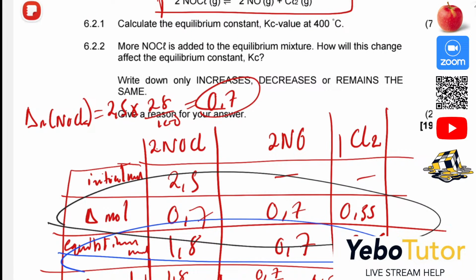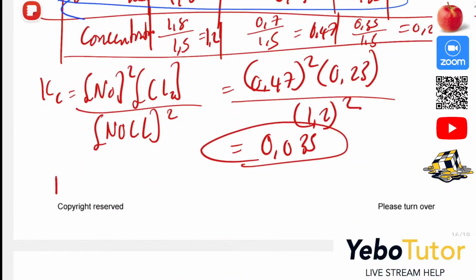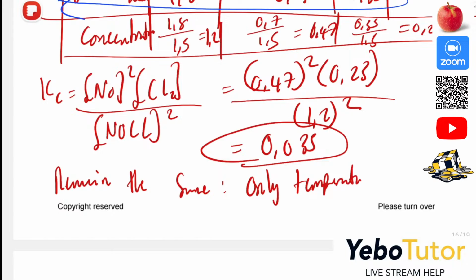Now write down increases, decreases, or remains the same: if more Cl2 is added to the equilibrium mixture, how will this affect Kc? Oh guys, this is easy, because we know from back in the days that this will remain the same, because only temperature can affect the value of the equilibrium constant. So that question needs to be remains the same. Why? Because only temperature affects the value of Kc, which is the equilibrium constant.